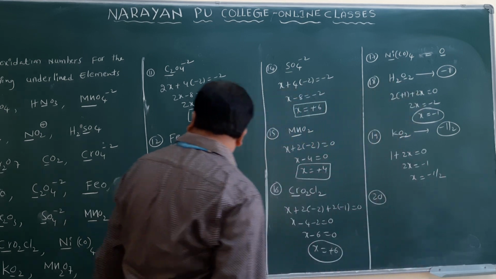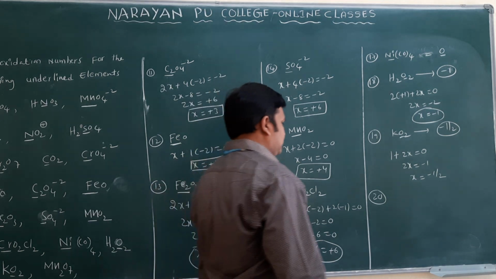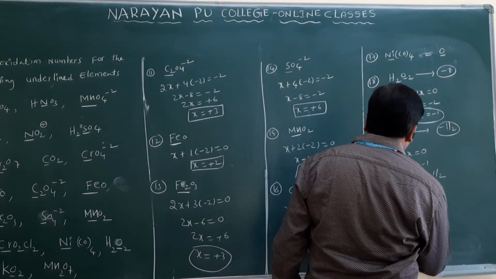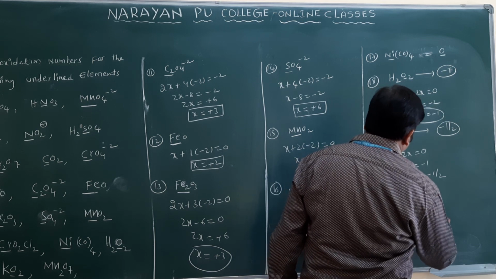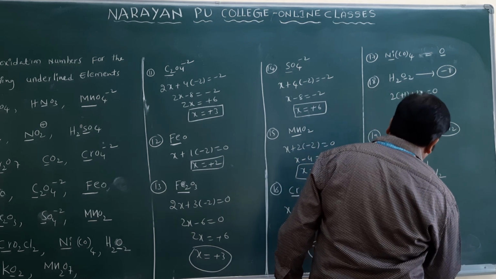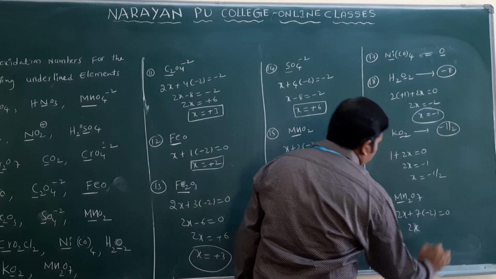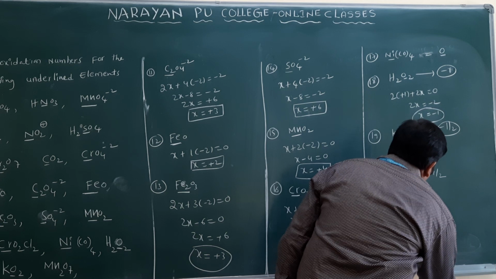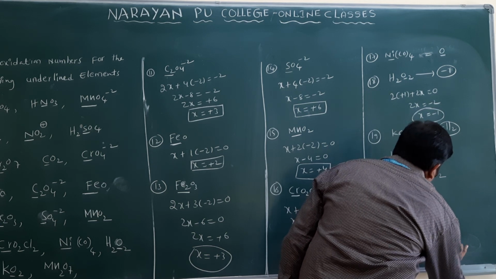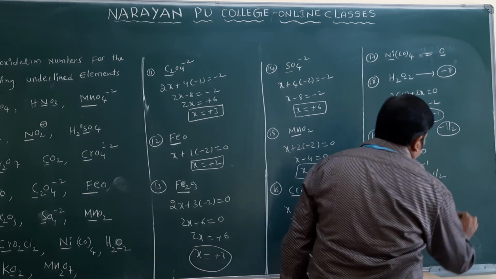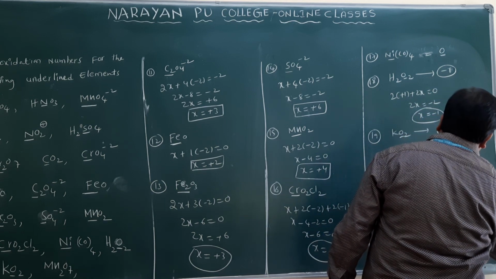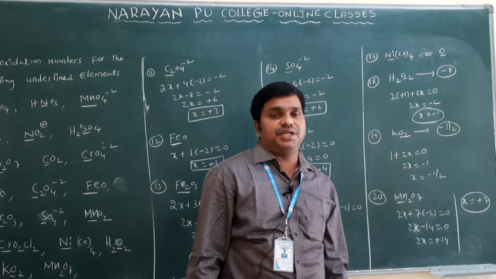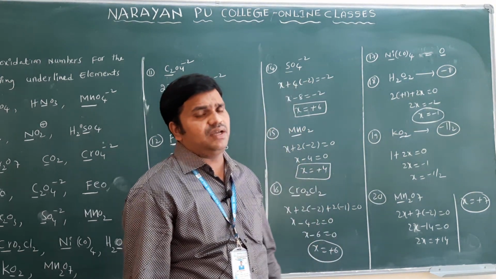And the next one what we have? Mn2O7. You find out the manganese. This is 2x plus 7 into minus 2 is equal to 0, because oxygen is normal oxygen, minus 2. 2x minus 14 is equal to 0. 2x equals plus 14. From this, x equals how much? Plus 7 only. So this is the way of identifying oxidation numbers for the different types of examples.